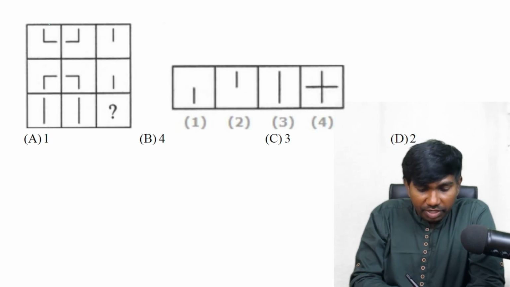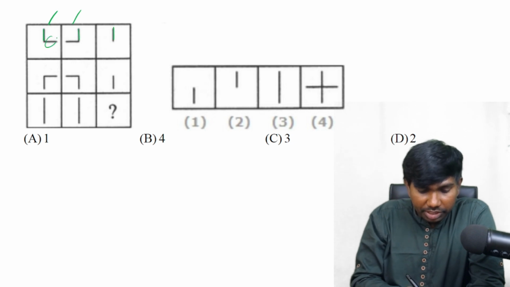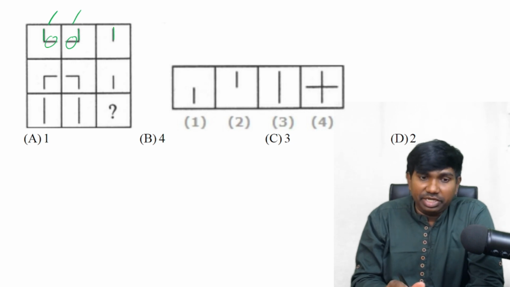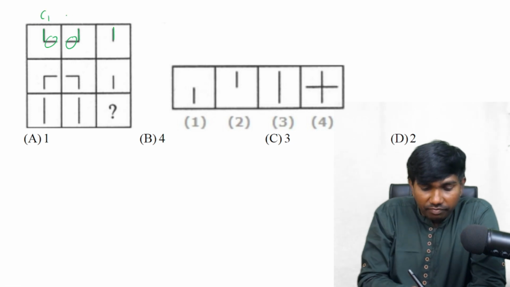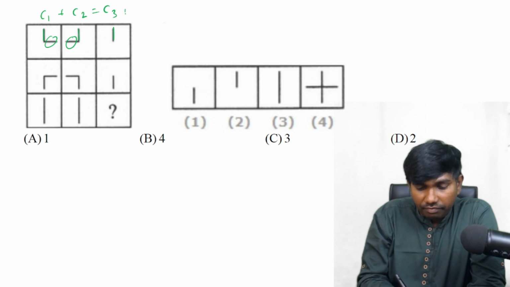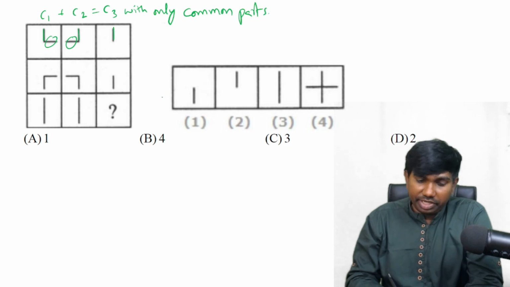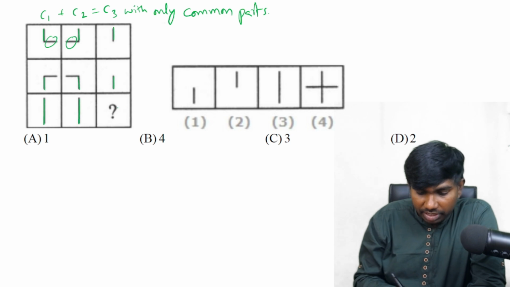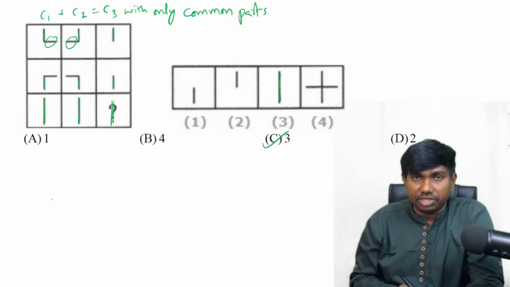Next one. If you combine the first and second figure, this line is common in both and these two are different, and the different parts are deleted. Earlier in our question, common parts were deleted after combining, and here uncommon parts are deleted. Column 1 plus column 2 equal to column 3 with only common parts, correct? Here also this part is common in both, that's why. And this complete line will be there in our answer also, that is figure 3. Figure 3 is there in option C.